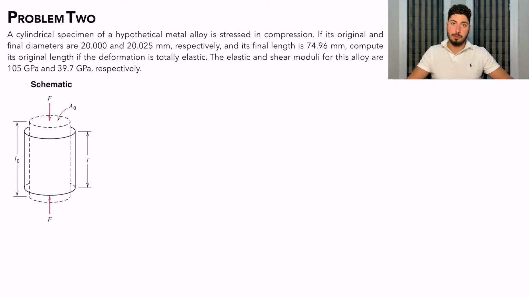Let's move on to problem 2. So problem 2 says a cylindrical specimen of a hypothetical metal alloy is stressed in compression. If its original and final diameters are 20 and 20.025 millimeters respectively, and its final length is 74.96 millimeters, compute its original length if the deformation is totally elastic. The elastic and shear moduli for this alloy are 105 gigapascals and 39.7 gigapascals respectively.